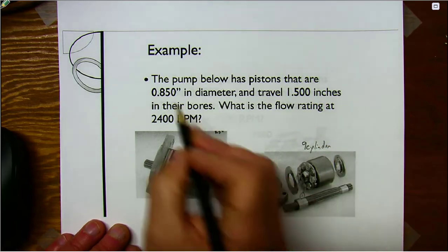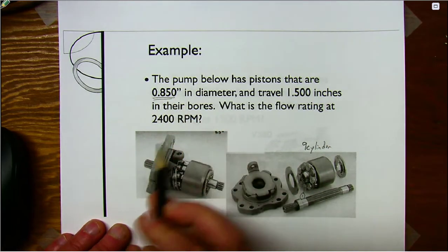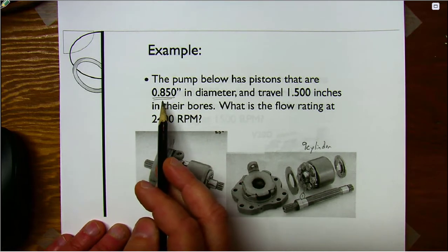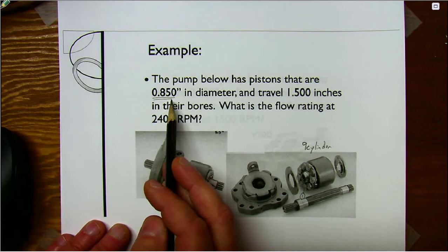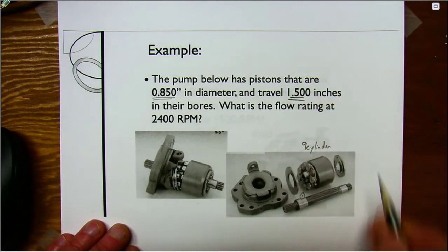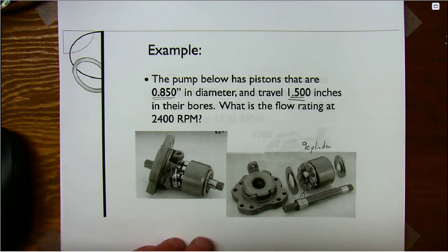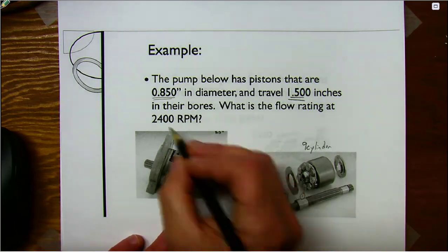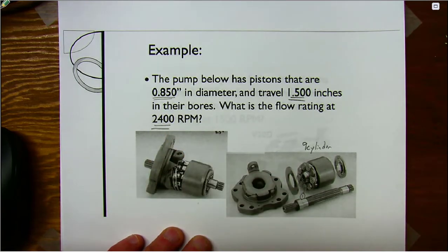It's got bores that are 0.85. Of course, they need to be fairly small. We get that high heel effect, as we saw in the last lesson, so we get the real high pressure by using small pistons. And a 1.5-inch stroke. And that's assumed with the swash plate fully extended, so that's maximum flow. What's the flow rating at 2400 RPM?